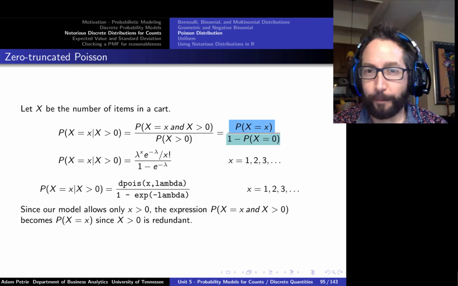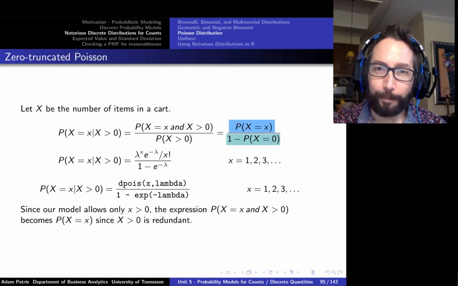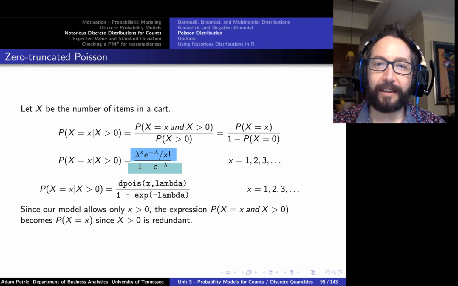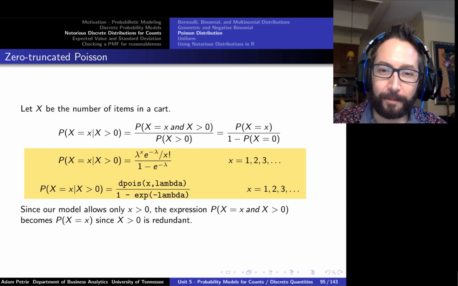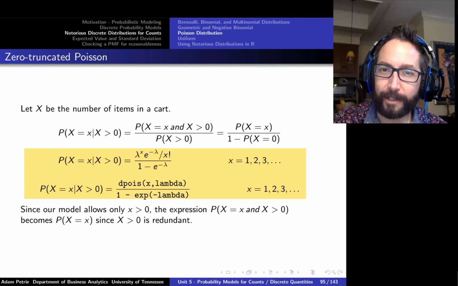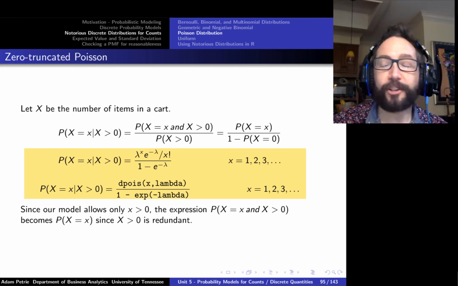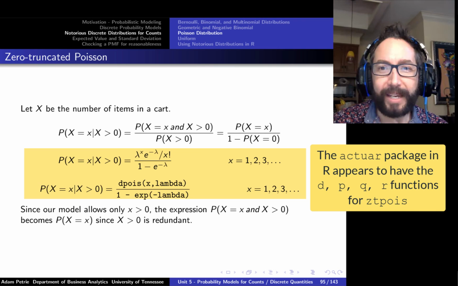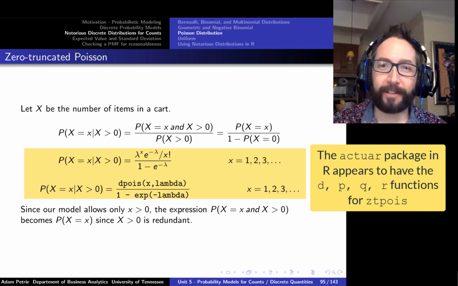So taking our formula for the PMF of the Poisson and plugging in those relevant quantities, we find that the PMF for the zero truncated Poisson is as follows. Kind of a complex formula. R doesn't have a built-in function for this one. We can write it on our own or actually load up some other packages that do have the zero truncated version. But we can easily get it just by referring to dpois.